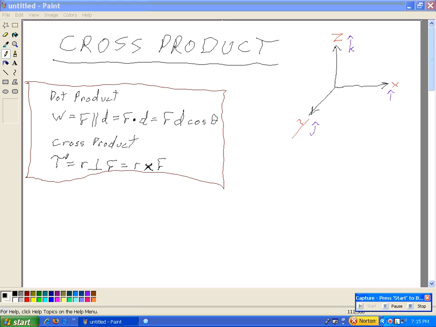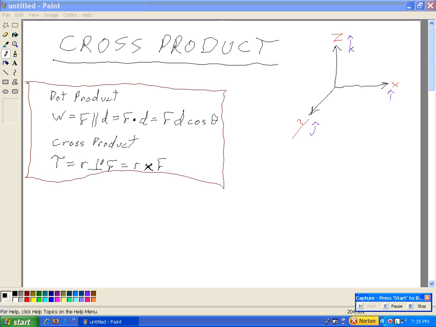This funny looking T represents torque. Torque is kind of like the rotational version of force. You can get the maximum torque by taking the cross product of the radius and the force. This is the way it's written: radius, x, meaning the cross product, force.